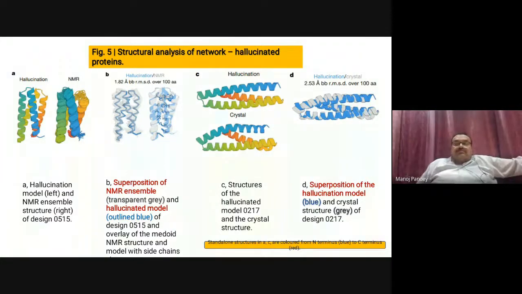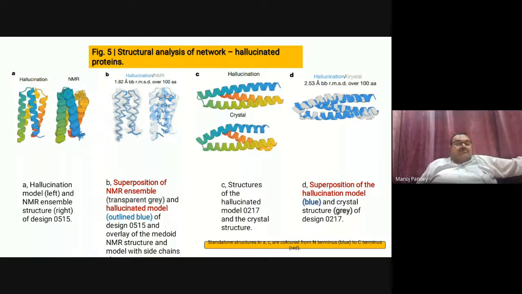The fifth figure from the paper, which I chose to present as a result, is titled Structural Analysis of Network Hallucinated Protein. In this, the left represents the hallucinated model and the right represents the NMR ensemble structure and the design as designed. This NMR structure is also published in the database with the accession number 0515.